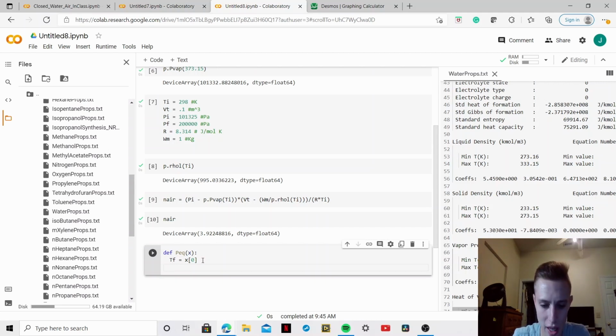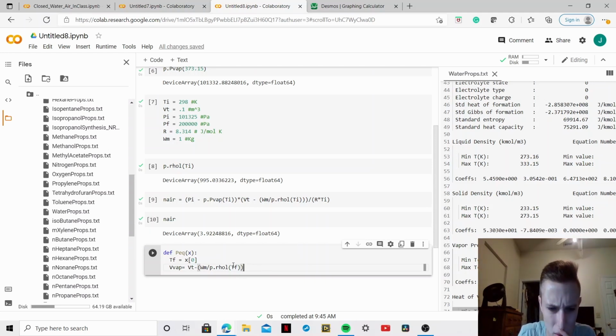Let's try to find the volume of the vapor. So volume of the vapor equals, okay, so the volume of the vapor is equal to, let's see, the total volume, V total, minus the mass of the water, which we still know to be 1 kilogram, divided by the density, so P dot RHOL. This time we're going to plug in the final temperature.